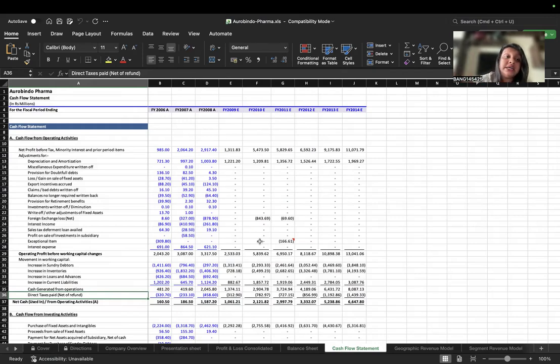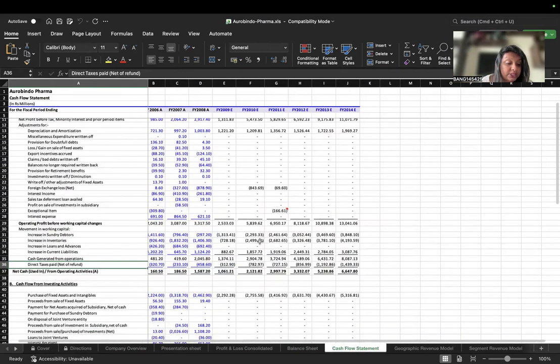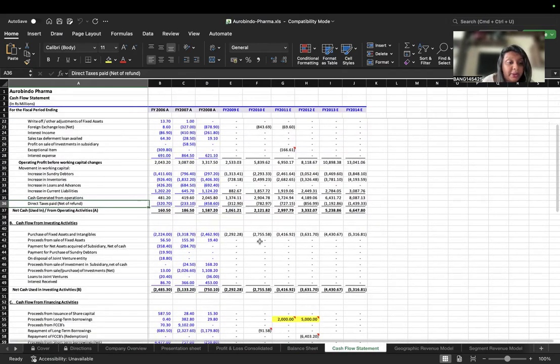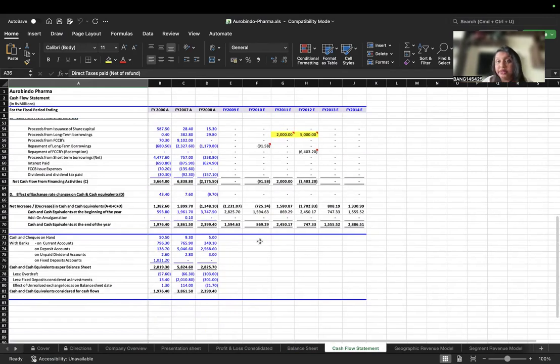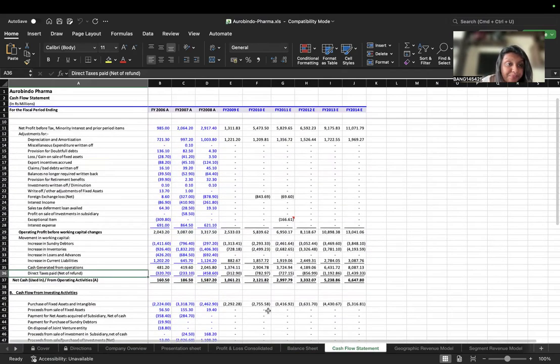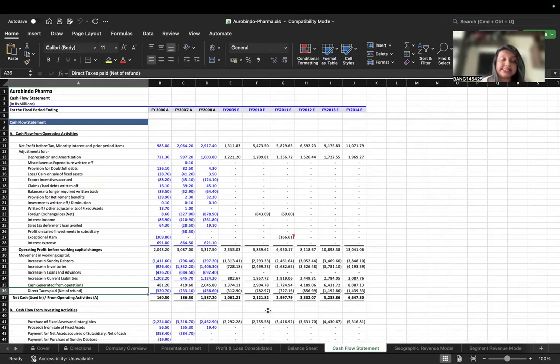So let's examine the cash flow statement. As you can see, there are three acts: cash flow from operating activities, from investing activities, and from financing activities. Let's talk about cash from operating activities. This is the most critical. It starts with the net profit and adds back non-cash charges like depreciation. Then it accounts for the changes in working capital, the real cash impact of growing receivables and inventories. The bottom line here is net cash from operating activities.